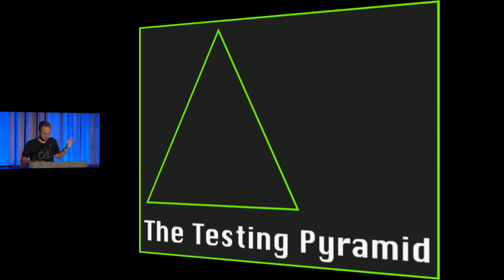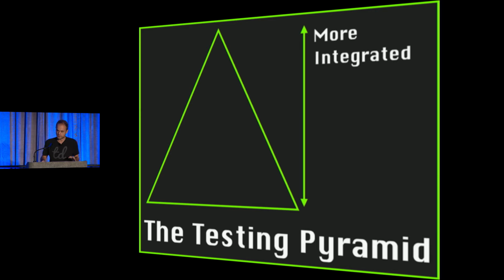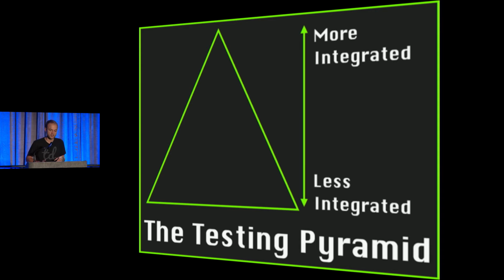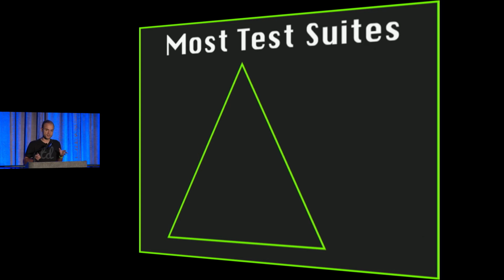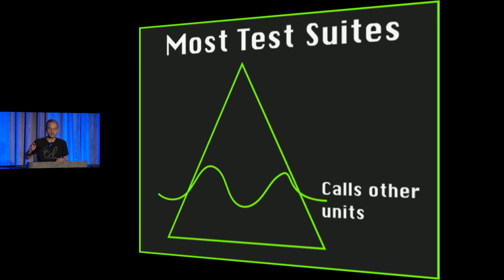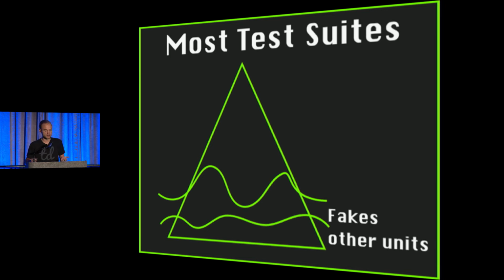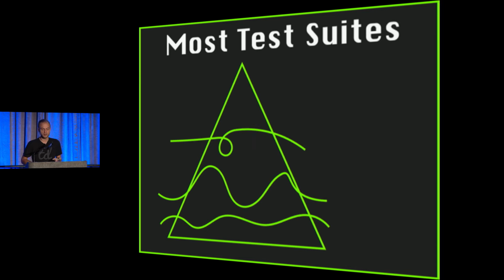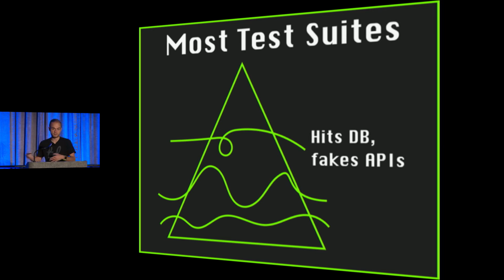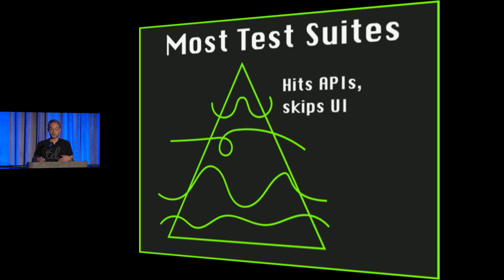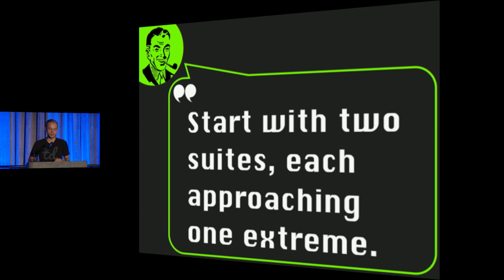The testing pyramid is a visualization that Agile people tend to use to show how integrated tests are, with more integrated tests being at the top and less integrated tests being at the bottom. And when I look at most teams, they'll have one big suite and their tests are all over the place. They'll have some tests that call through to other units, other tests that fake out their dependent relationships with other units, some tests that maybe hit a database but fake out third-party APIs, some tests that'll call through to those APIs but fake out the user interface. And when I come here, I'm just like, every single test has to be read very, very closely and carefully.